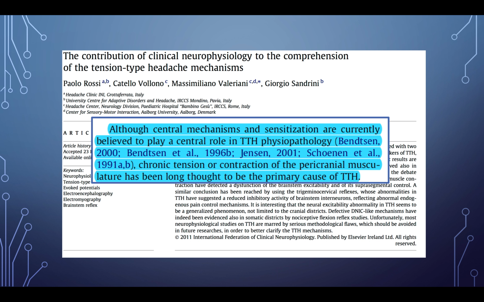And although the central mechanisms and the sensitization are currently believed to play a central role in the tension type headache pathophysiology, chronic tension or contraction of the pericranial musculature has long been thought to be the primary cause. So it depends on who you talk to. I don't think you can have any sort of muscular issue without some sort of chemical inflammatory component.